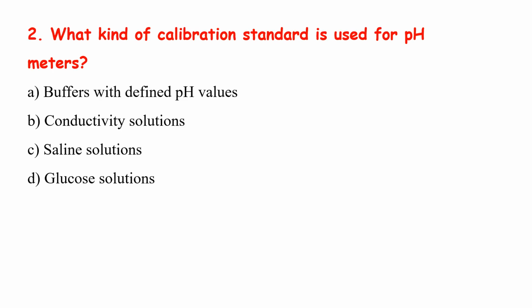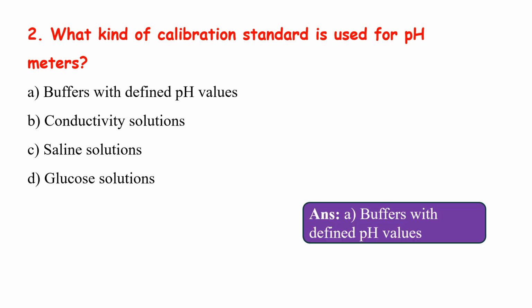What kind of calibration standard is used for pH meter? Buffers with defined pH value, conductivity solution, saline solution, glucose solution. The correct answer, buffers with defined pH values.